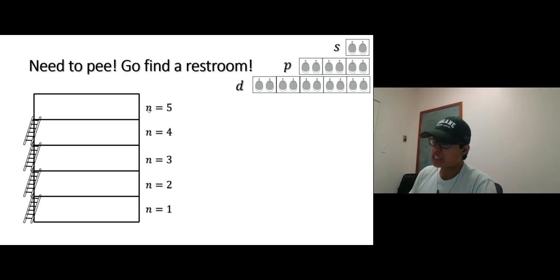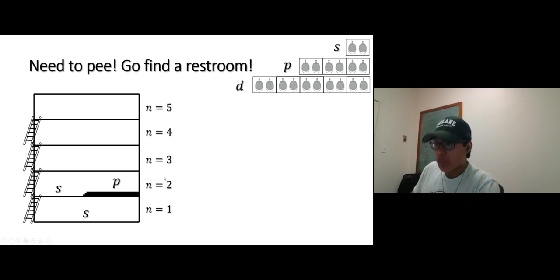On the first floor, there's only a small restroom called the S restroom, and it has only two urinals in it. On level 2, the second floor, I have an S restroom and a P restroom. The P restroom is a bit bigger, with 6 urinals in it. But the only way to get to P, you have to pass through S first and then walk up the stairs. So it takes a little bit more energy to get to the P restroom.